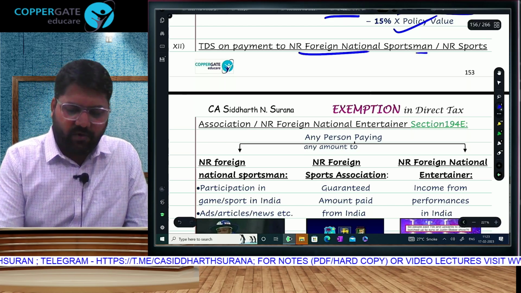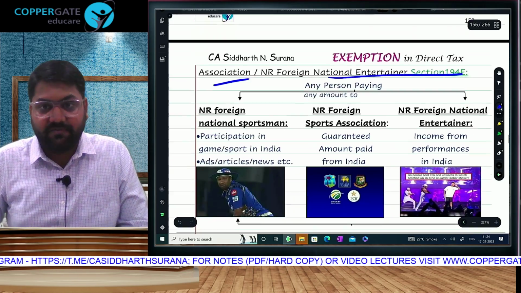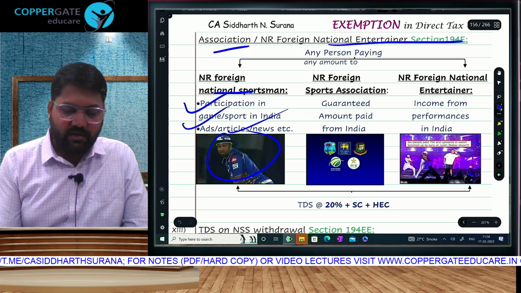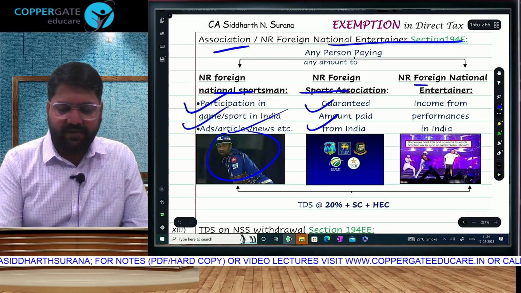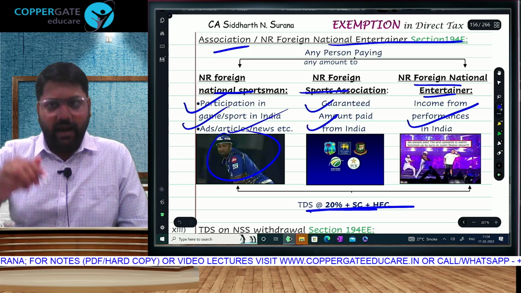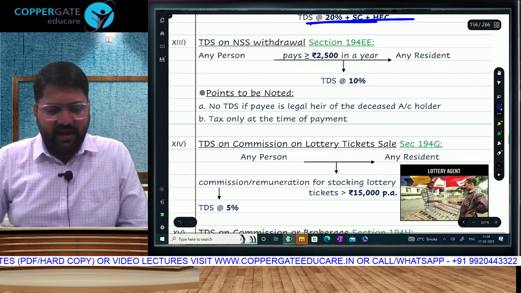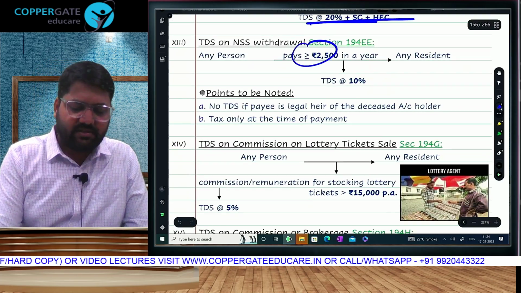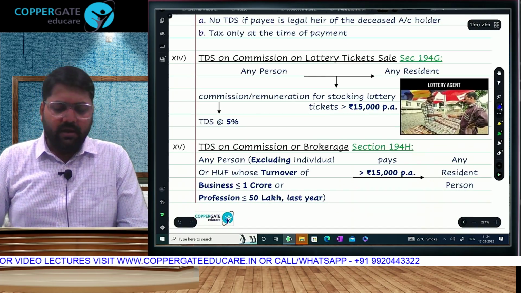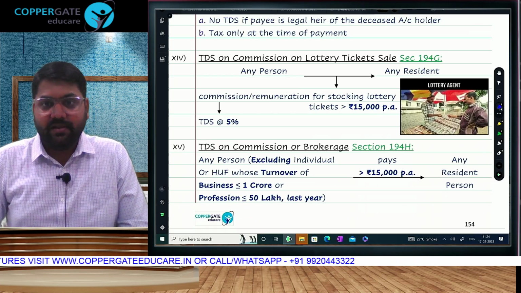Payment to non-resident foreign national sportsmen, sports association or entertainer for the incomes which are covered in 115BBA. Which income? For sportsmen, game or sport articles advertisement. For sports association, the guaranteed amount, and for entertainer, the performances in India. 20% is the rate of tax, and payee is non-resident, so TDS will be 20 plus SC plus HC. NSS withdrawal, Bakwas section, but this is the limit and this is the rate of TDS if at all you are interested in learning.